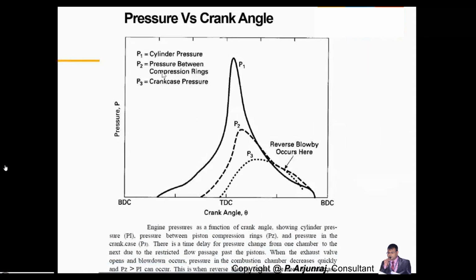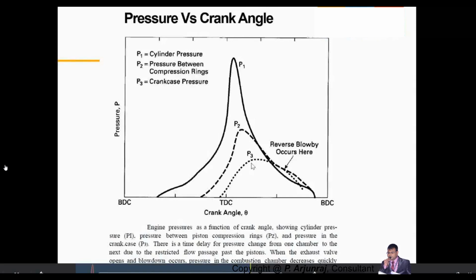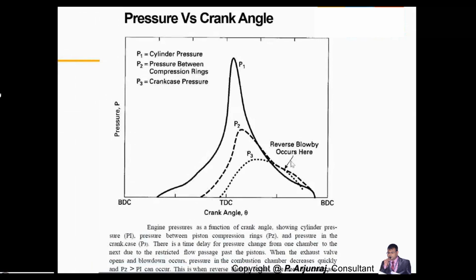The pressure between the compression rings is going to be lesser than the peak cylinder pressure of your engine. And the last one is the crankcase pressure, where exhaust gas leaking past the piston ring goes. So you see the pressure is going to be lesser than P1 and P2. If any blow-by occurs, the blow-by gas goes to the crankcase and it will also increase the crankcase pressure.